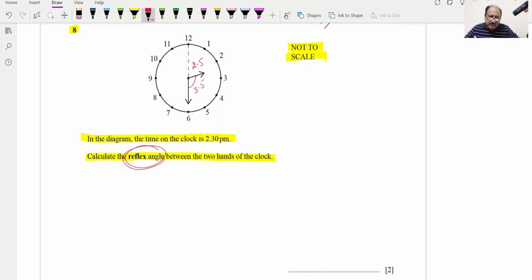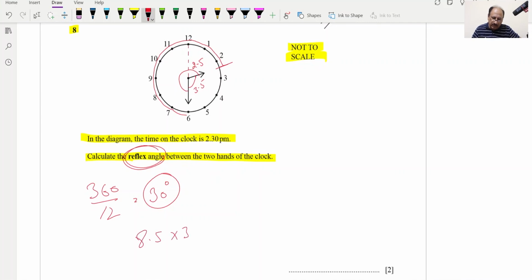The whole circle, 360, is divided into 12 portions. So we can write 360 divided by 12 will be equal to 30. So each portion is 30 degrees. Starting from here we have 1, 2, 3, 4, 5, 6, 7, 8 and 8.5. So 8.5.